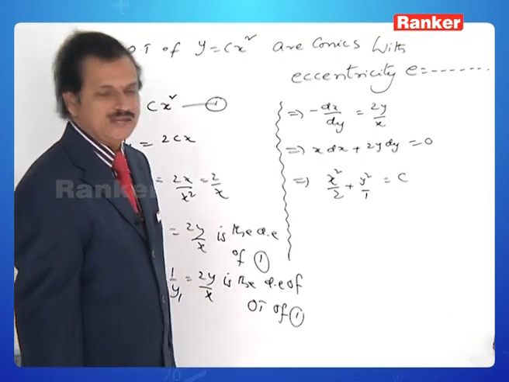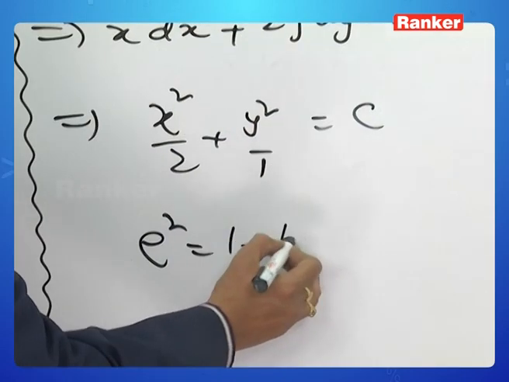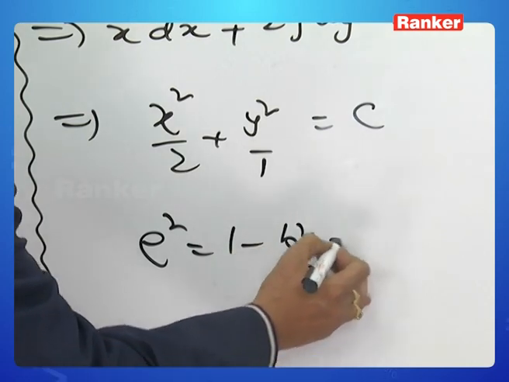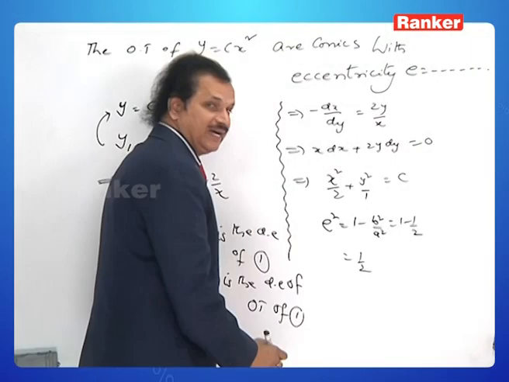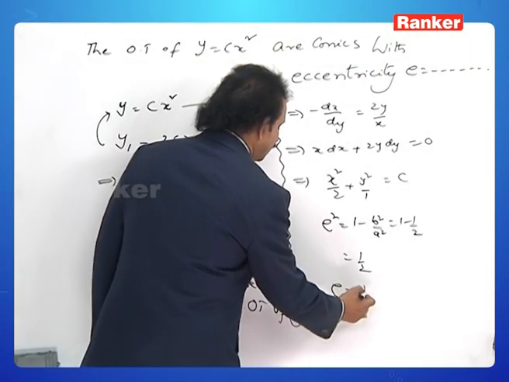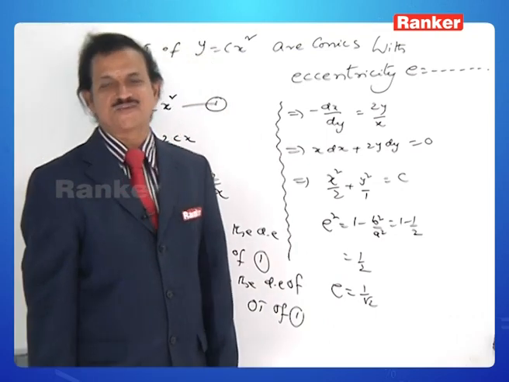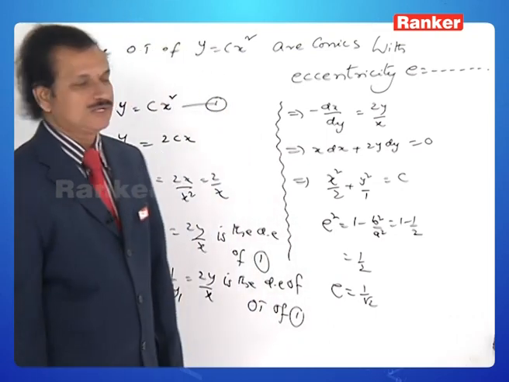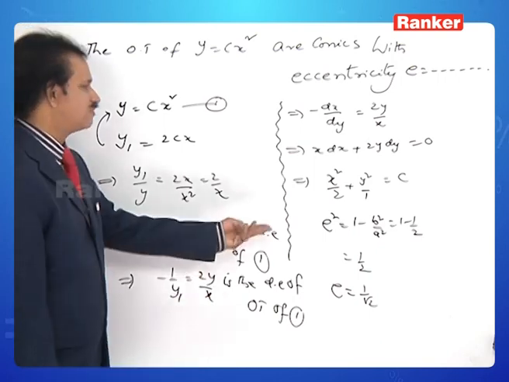In the case of an ellipse, what is the formula for the eccentricity? 1 minus b square by a square is equal to 1 minus 1 by 2 is 1 by 2. Hence, e is equal to plus or minus 1 by root 2. Eccentricity is a ratio, it is positive, therefore 1 by root 2. So what is the eccentricity? 1 by root 2. This is one of the simplest problems.